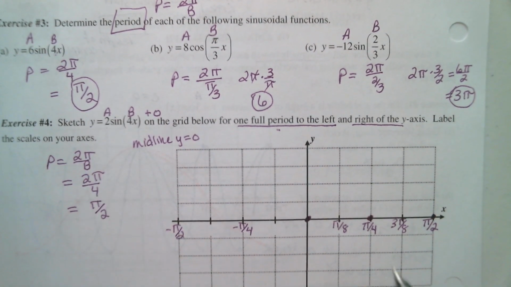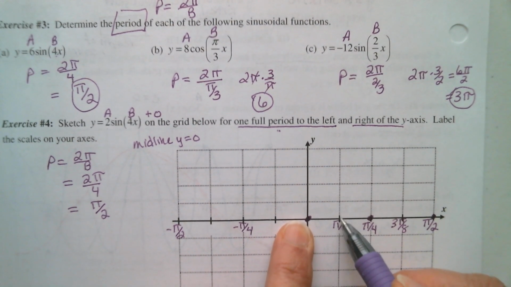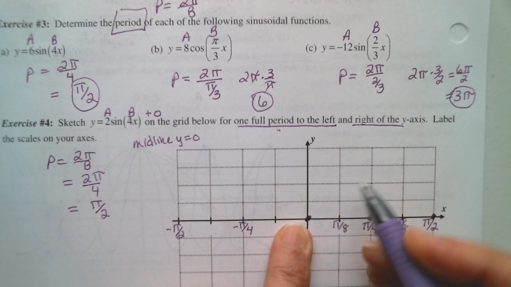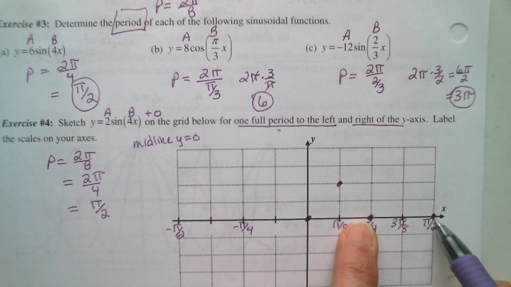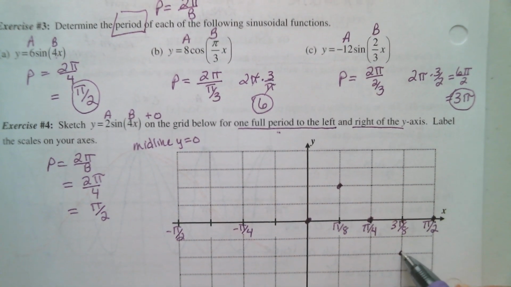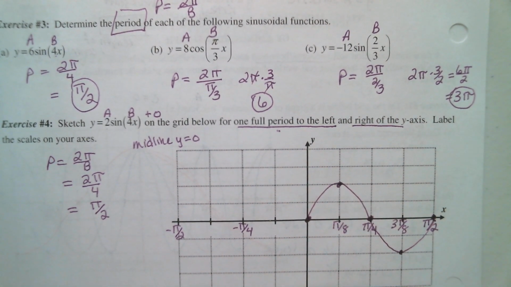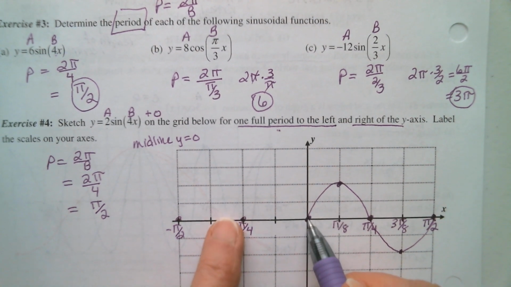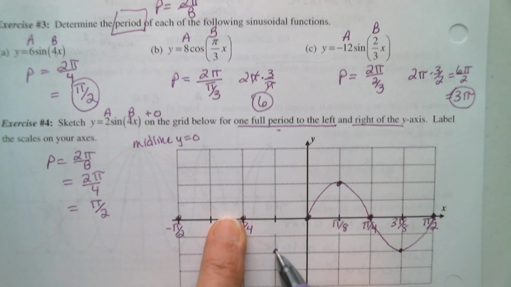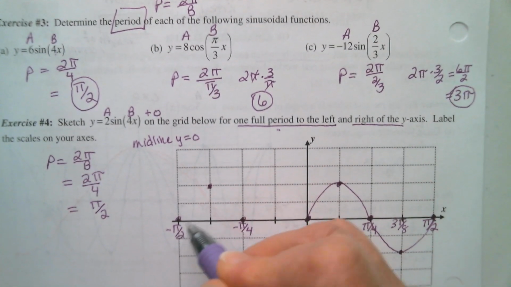If the A value is 2, that means between 0 and pi over 4, midway between, it's going to go to a height of 2. It's going to be 2 units above the midline. And between pi over 4 and pi over 2, it will be 2 units below the midline. It's symmetric with the origin. So between here and here, it'll go down to its minimum. And between negative pi over 2 and negative pi over 4, up to its max.